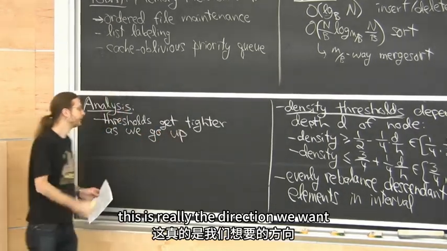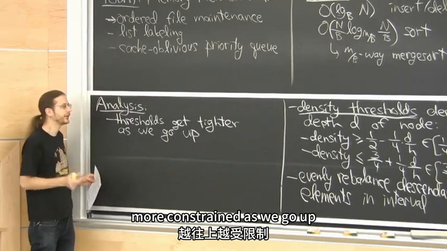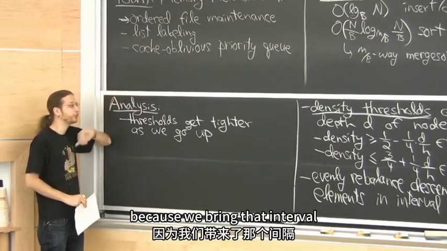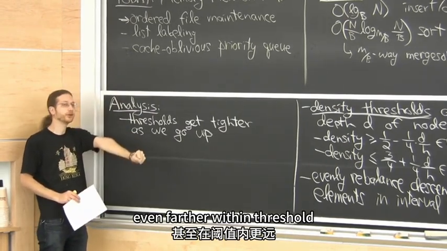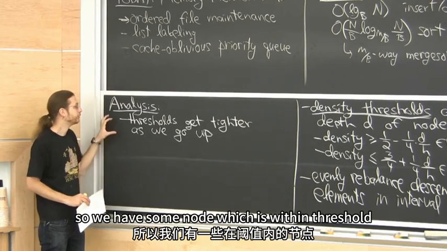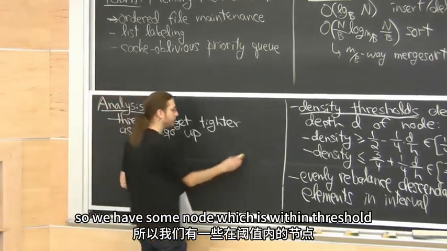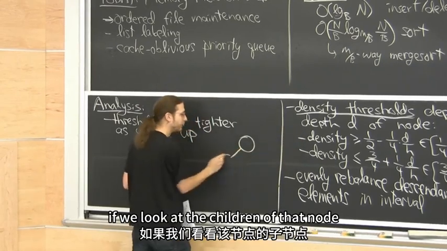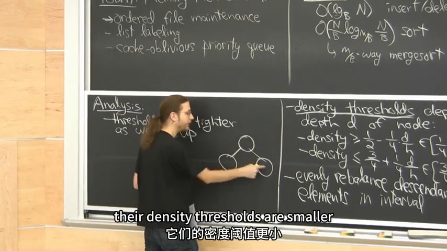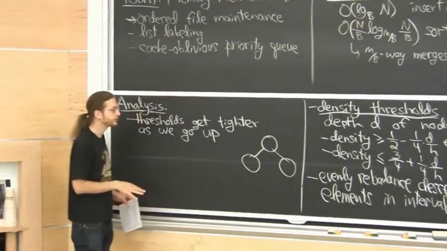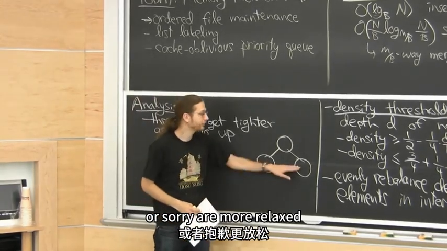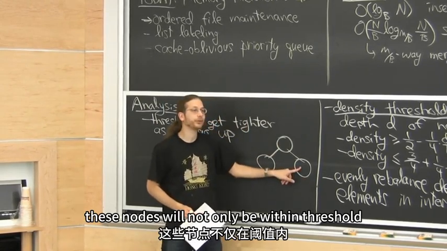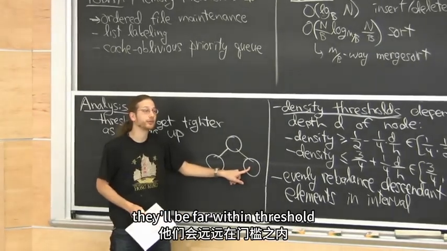This is really the direction we want, that thresholds are getting tighter and tighter, more constrained as we go up, because it means if we walk up a lot, we essentially can pay for it because we bring that interval even farther within threshold. So we have some node, which is within threshold. So we bring it into the density thresholds of here. If we look at the children of that node, their density thresholds are more relaxed. So if we bring this node into threshold by rewriting all the leaves down here, these nodes will not only be within threshold, they'll be far within threshold.